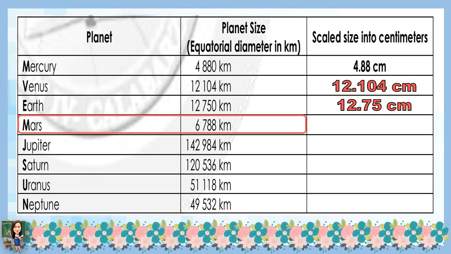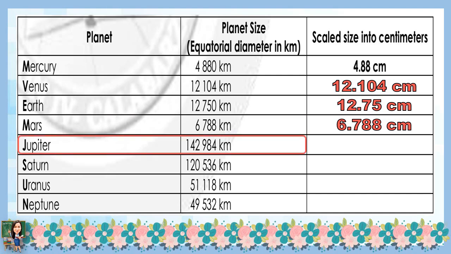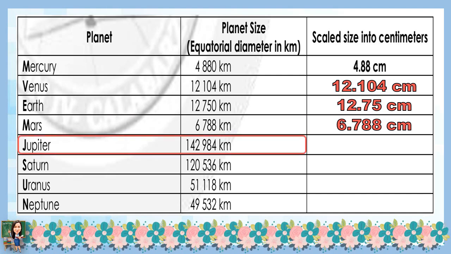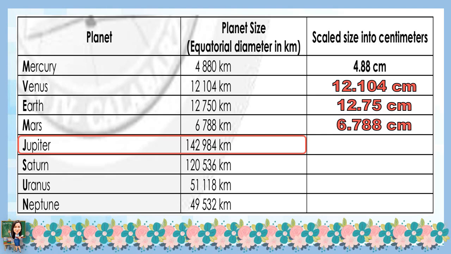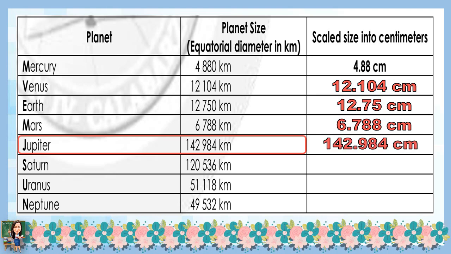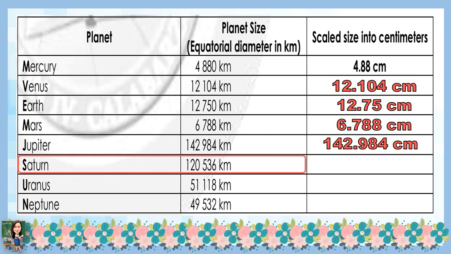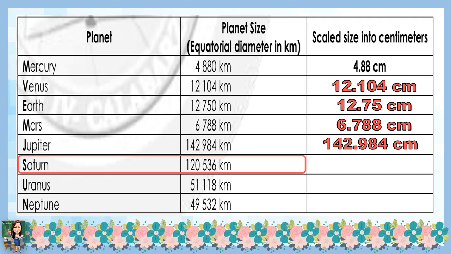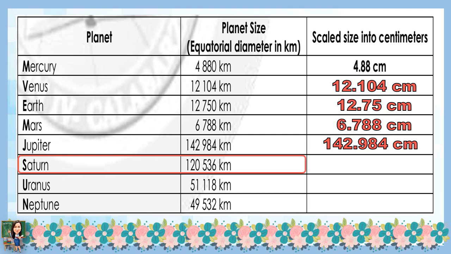6,788 divided by 1,000 times 1 centimeter equals 6.788 centimeters. Jupiter. 142,984 divided by 1,000 times 1 centimeter equals 142.984 centimeters. Saturn. 120,536 divided by 1,000 times 1 centimeter equals 120.536 centimeters.